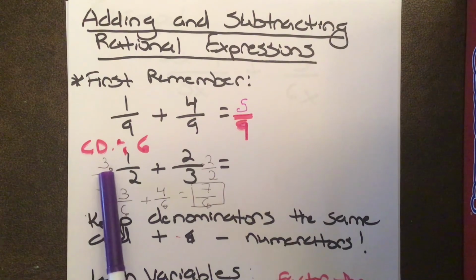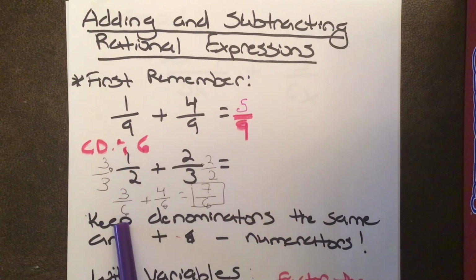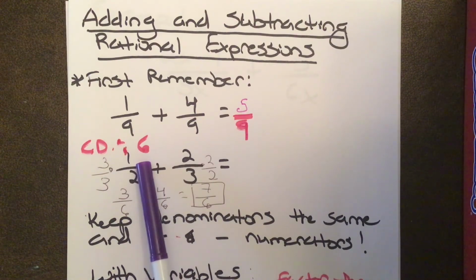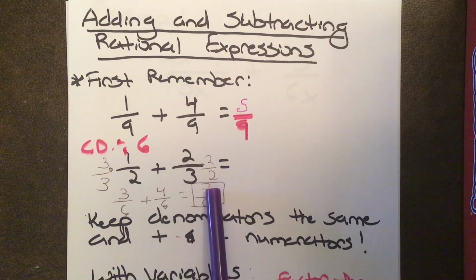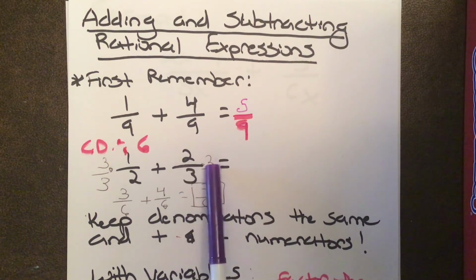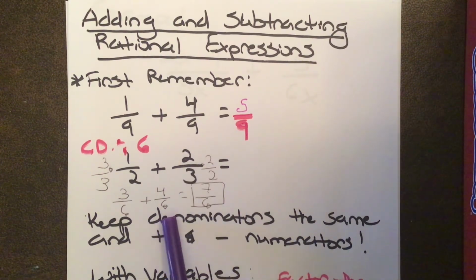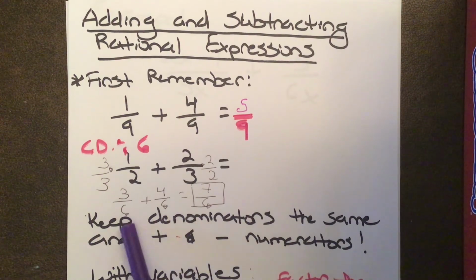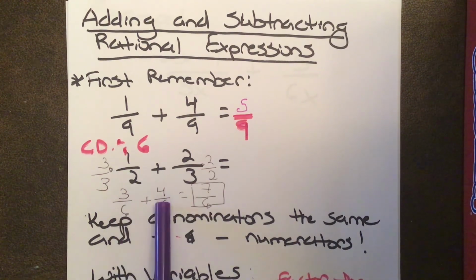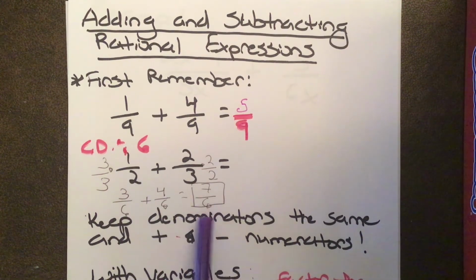And then when I do that, I get 3/6. And then same thing here. This guy's a 3. I want him to be a 6. So I'm going to multiply him by 2. If I do 2 to the bottom, I also have to do 2 to the top. So this becomes 4/6. Now they have a common denominator of 6. So that 6 just goes along. And then I combine the numerators. So 3 plus 4 is 7. So I have 7/6.